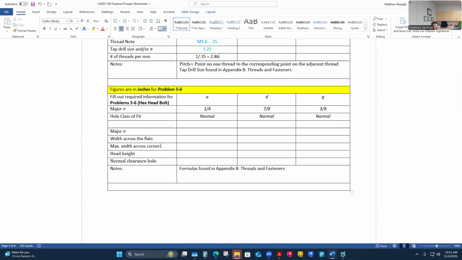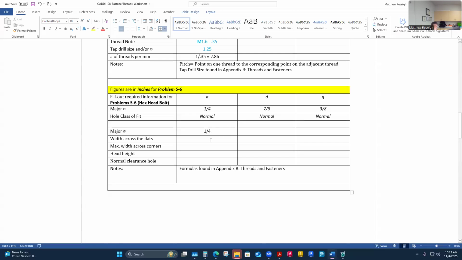This works us into some similar stuff, but now we're going to worry about some dimensions of that hex head bolt. So let's see. It's not asking me for thread notes here. It's just asking me for some specific information about this. This is a hex head bolt. It's 1/4 inch. That 1/4 inch that I was given means that is the major diameter. So it's a 1/4 inch here, not 1.4, but 1/4 I like.